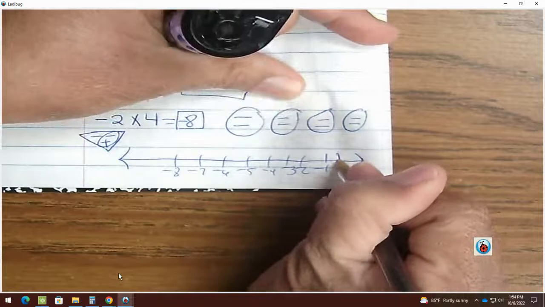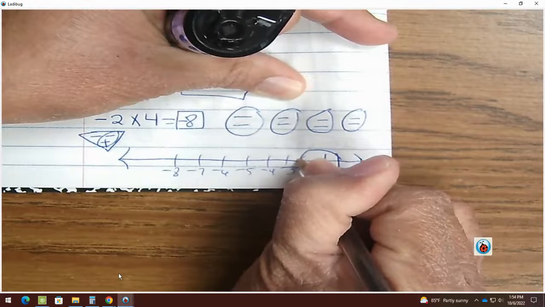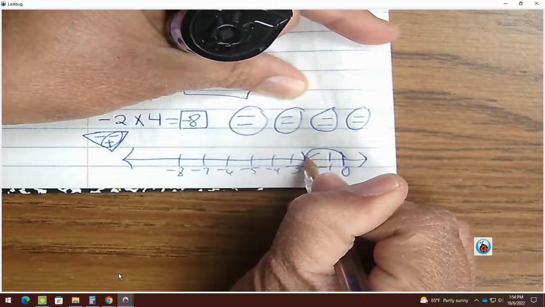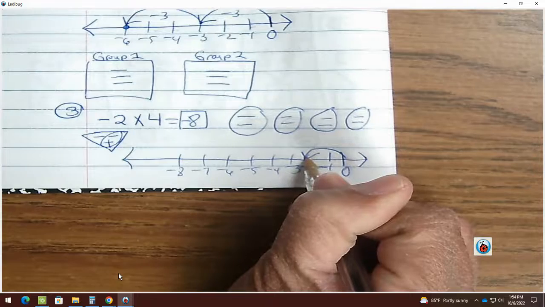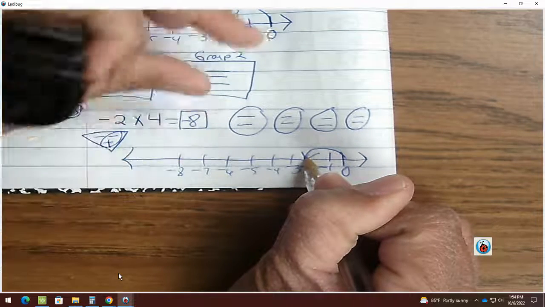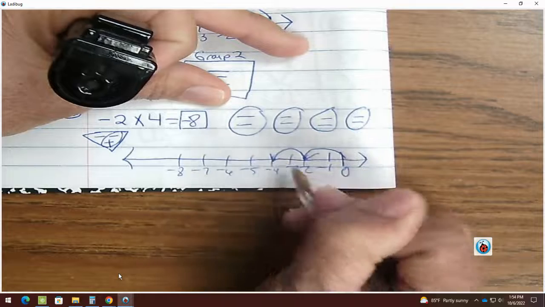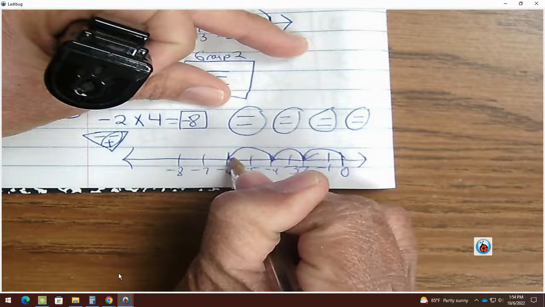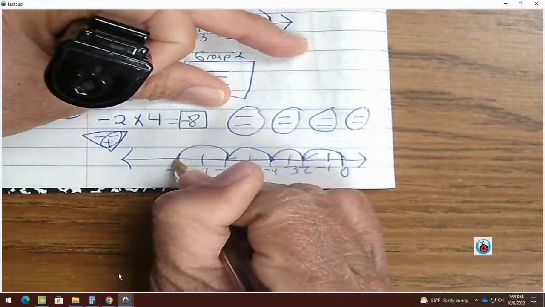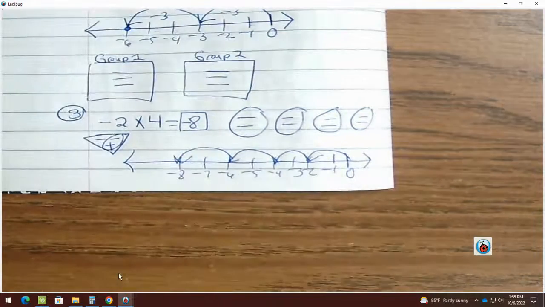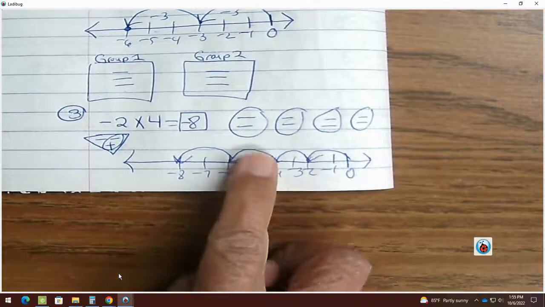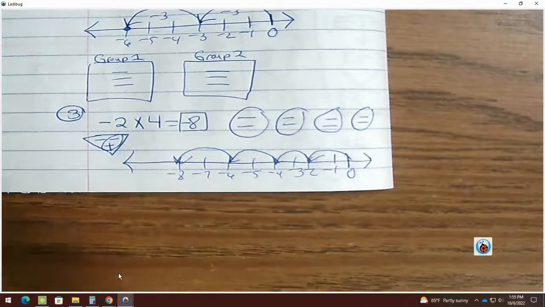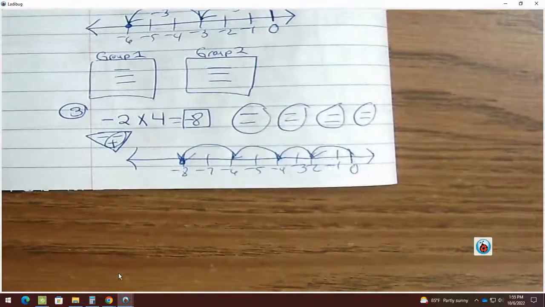So here we go. I'm going to start at 0 and I'm going to jump to negative 2. That would be group 1. Then I'm going to jump to what? If we're counting by 2s, we're going to jump to what? 4, and then 6, and then 8. Do we have 4 groups? 1, 2, 3, 4, and they're groups of 2, 2, 2, 2. And there's the model. Questions?